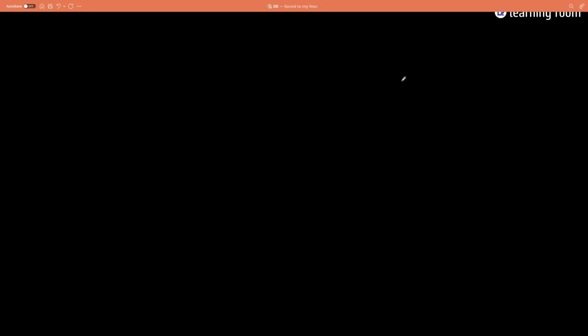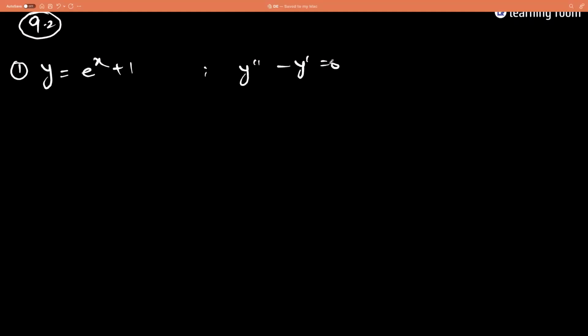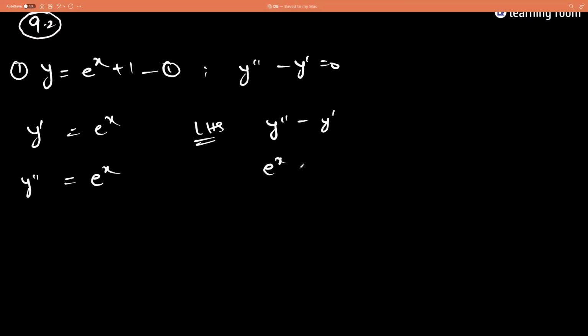We are ready to solve 9.2. So exercise 9.2, the first one is y is equal to e power x plus 1. That is the function. And the differential equation is y double dash minus y dash is equal to 0. So question 1, what is y dash? E power x. Y double dash, e power x. So take LHS. Y double dash minus y dash. So y double dash is e power x minus y dash is e power x. It's 0.